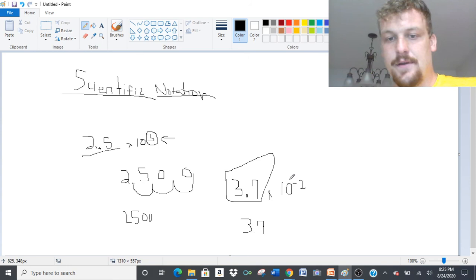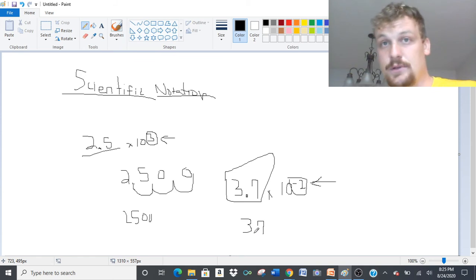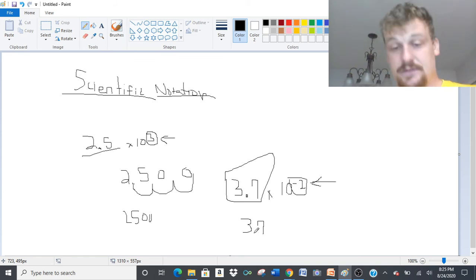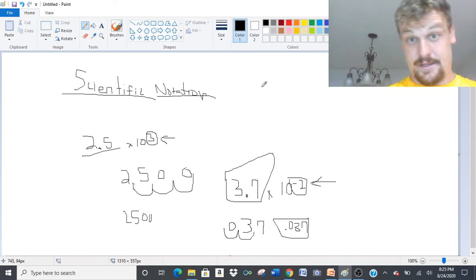Okay, that's a tongue twister. So, looking at this exponent, it tells you how many times to move your decimal and where to move it. Since it's a negative, we are going to move it to the left because it's going to become a smaller number. So again, we're moving the decimal 2 times. We're not adding 2 zeros at the end. So now we're going to go 1, 2. So now your new number is 0.037.